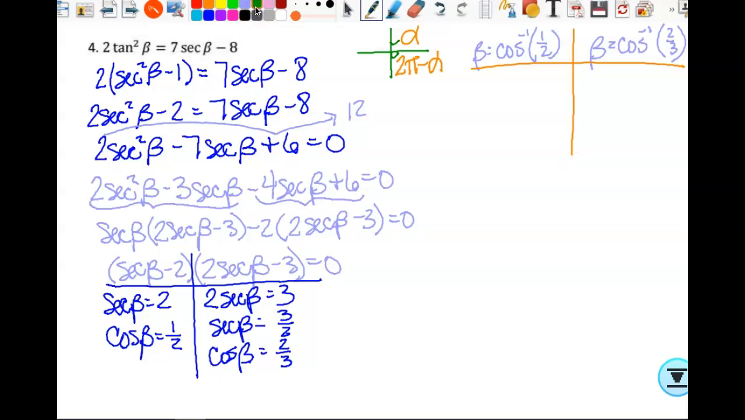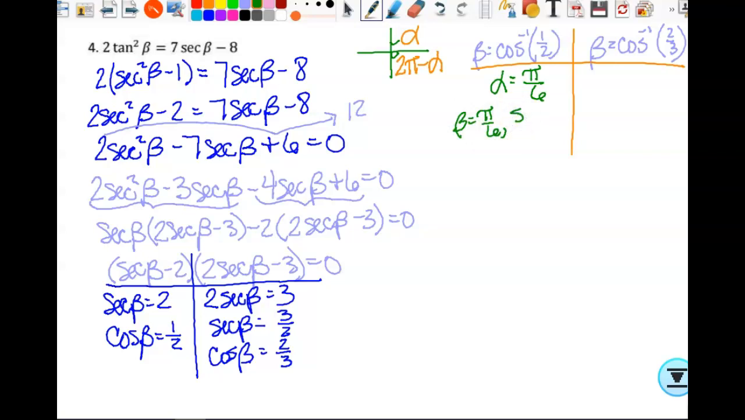So here, when I want the cosine inverse of 1/2, I don't need the calculator. That's a value I know. So I want to be able to actually do that without the calculator. What is the reference angle for when cosine is 1/2? Pi 6. Good. Which means that beta is pi 6 and what?